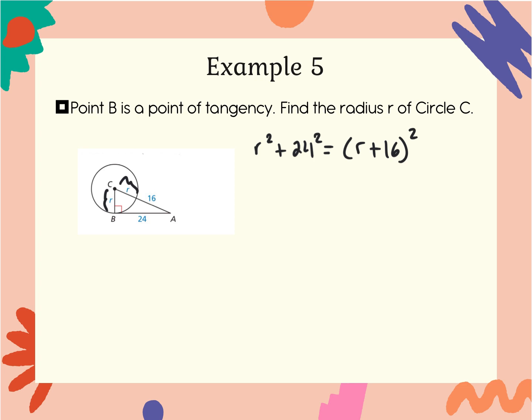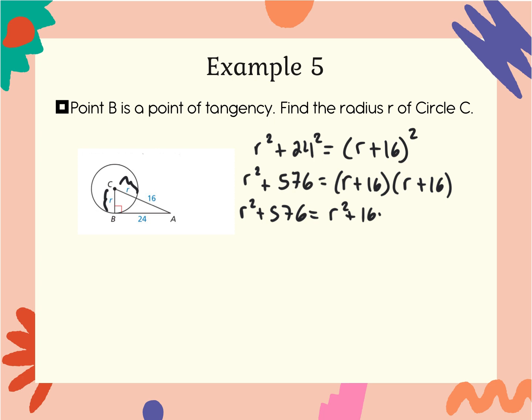Now, the only part that is honestly going to take a little bit is the foiling. You get r squared plus 24 squared. 24 squared is 576 equals, I'm just going to write (r plus 16)(r plus 16), and then I'm going to go ahead and start foiling. So r squared plus 576 equals r squared plus 16r plus 16r plus 16 times 16 is 256.